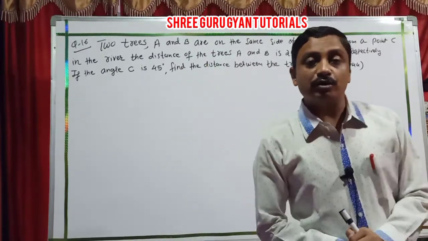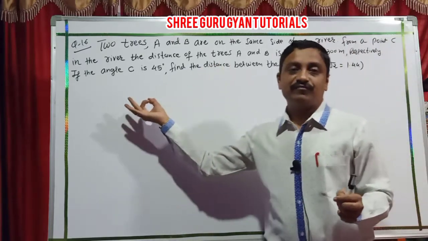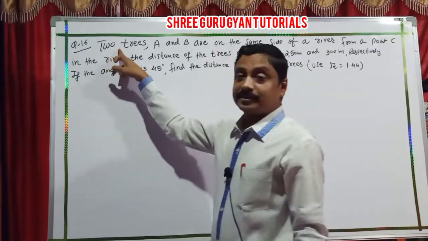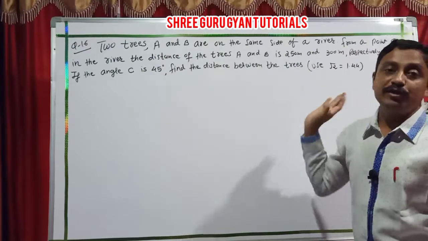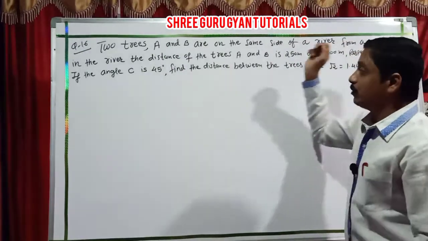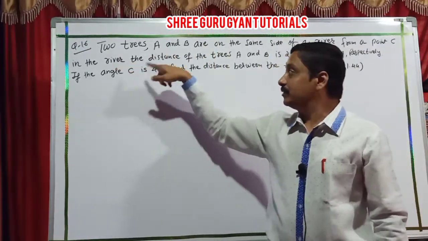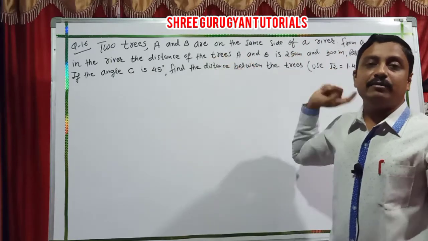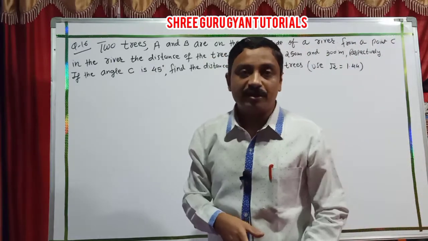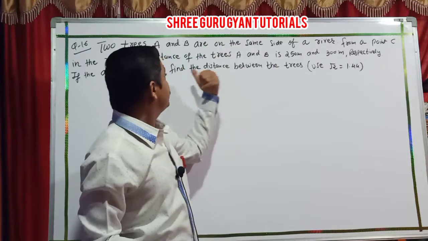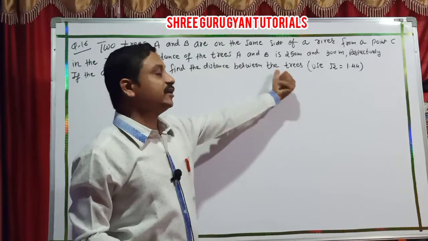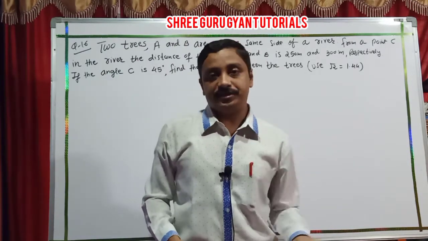Now students, one more numerical similar to your 15 and 16. Two trees A and B are on the same side of a river, and from a point C inside the river, the distances of the trees A and B are 250 meters and 300 meters, and the angle between them at C is given as 45 degrees. Then find the distance between both trees.